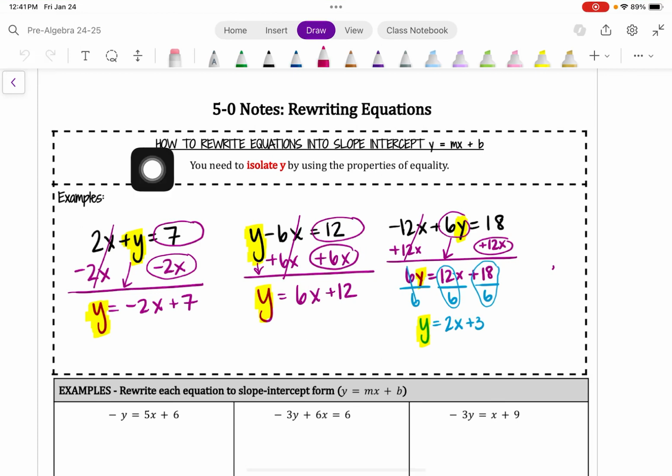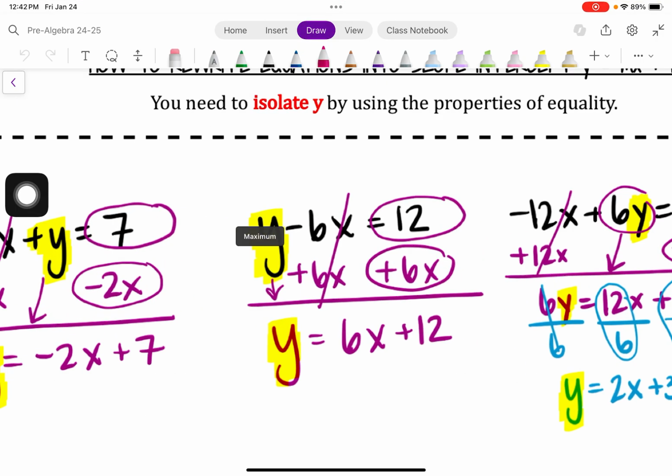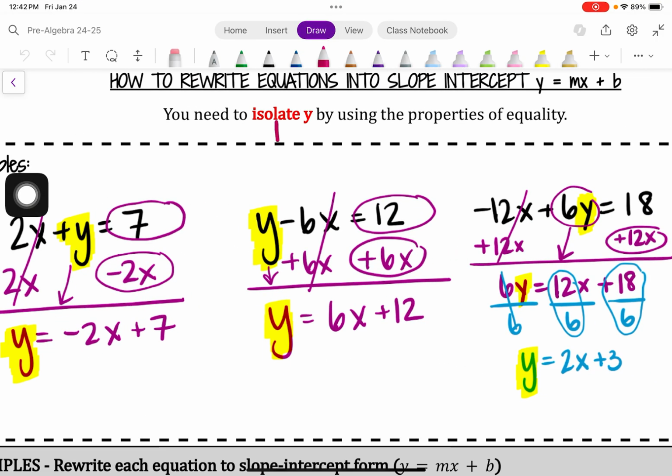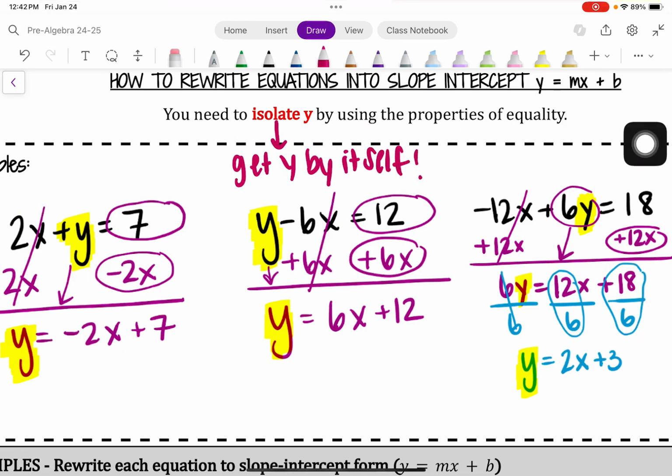We are going to look at rewriting equations. How to rewrite equations into slope-intercept form, which we already know is y equals mx plus b, where m is the slope and b is the y-intercept. You need to isolate y. Isolate just means get y by itself by using the properties of equality.